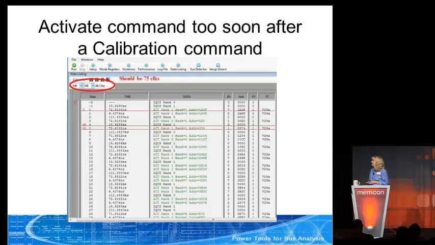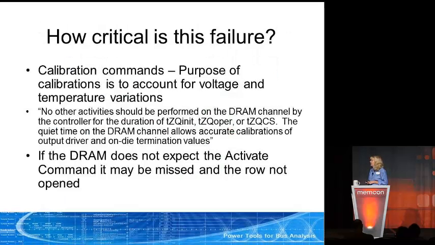So calibration commands, the purpose of the calibration command is to account for the voltage and the temperature variations. Right from the spec, we can see no other activities should be performed on the DRAM channel by the controller for the duration of that time limit. The quiet time on the DRAM channel allows accurate calibration of the output driver and the on-die termination. So if the DRAM does not expect that activate command, it might be missed and the row not opened.